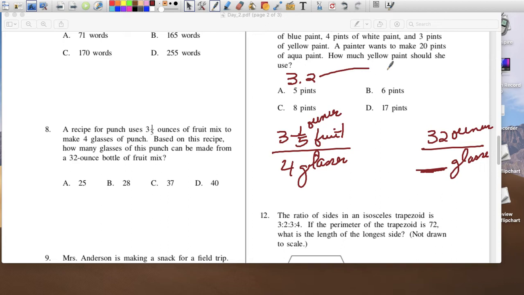Is there a relationship between 3.2 and 32? The relationship is times 10. 3.2 times 10 is 32, so this is going to be times 10 as well. And 4 times 10 is 40. So with 32 ounces of fruit mix, I can get 40 glasses of punch.